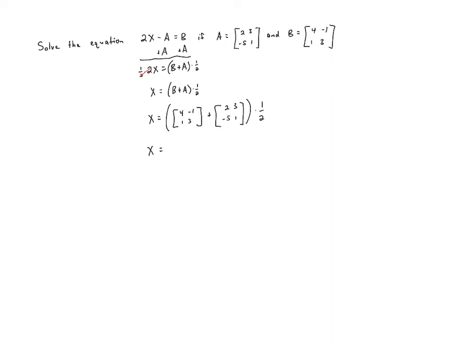So we can add these matrices entry by entry. 4 plus 2 is 6, negative 1 plus 3 is 2, 1 plus negative 5 is negative 4, and 3 plus 1 is 4. And because we're multiplying this by 1/2, we can multiply each of the individual entries by 1/2, and that gives us 3, 1, negative 2, and 2. So the solution to this matrix equation is X equals the 2 by 2 matrix with entries 3, 1, negative 2, and 2.